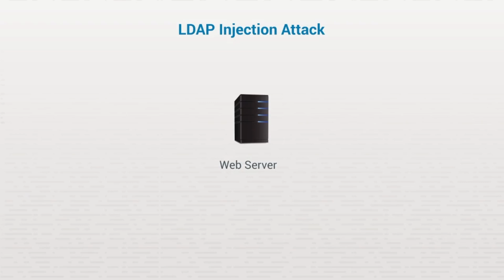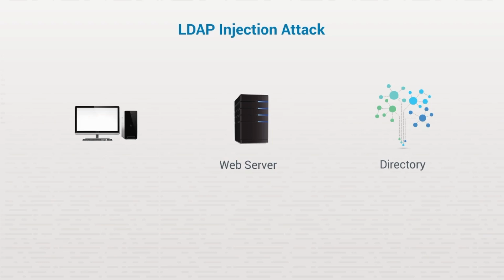A Lightweight Directory Access Protocol, or LDAP, injection attack is used to exploit a web-based application. If the application fails to properly validate the input in the form fields, then it's possible for the wrong commands to be constructed. This could potentially provide an attacker with unauthorized access to the LDAP directory tree. They may be able to view more information than they should have access to, or even modify it.